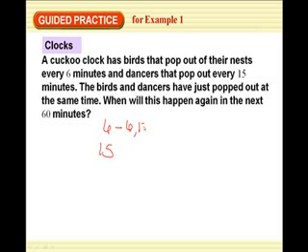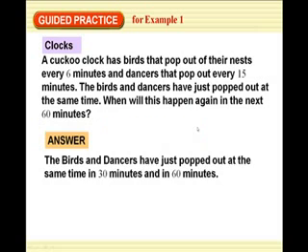6, 12, 18, 24, 30. And if you're thinking about the other number, you can see that 30 is the one. So after 30 minutes, they'll pop out again. Every 30 minutes, actually, they will pop out. So if they popped out, when will it happen again in the next 60 minutes? It will happen at 30 minutes, and it will happen again in another 30. 60 is 2 times 30, so it'll happen twice.